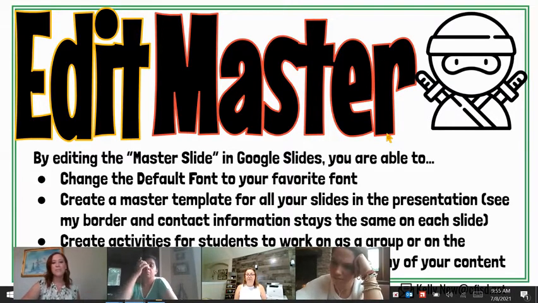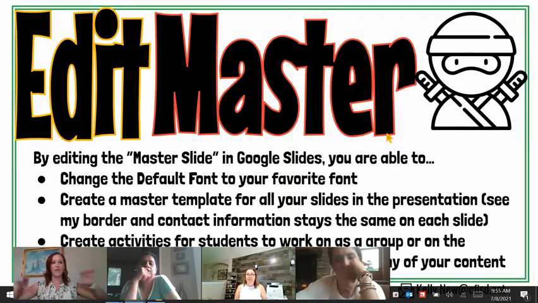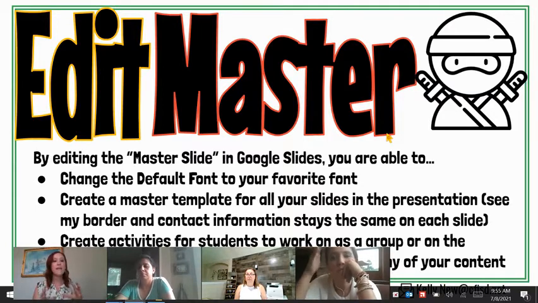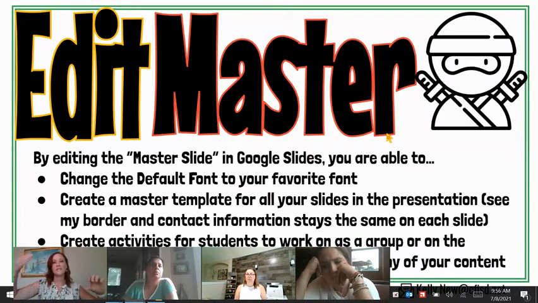You can create a master template for your slides in the presentation. For instance, the green border that's around all of my slides, and then the bottom ribbon that has my contact information. Y'all, I'm struggling. My contact information never changes; it is on every single slide in the same exact spot. And the reason is because I've made a master slide that looks just like that. It just has the border and it just has the ribbon at the bottom. And then everything else I've added to it when I add a slide.